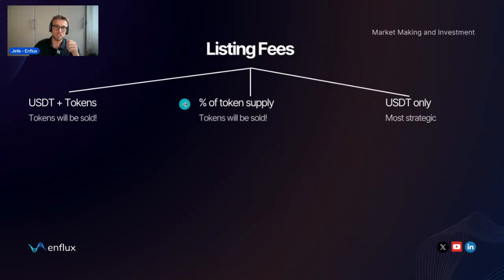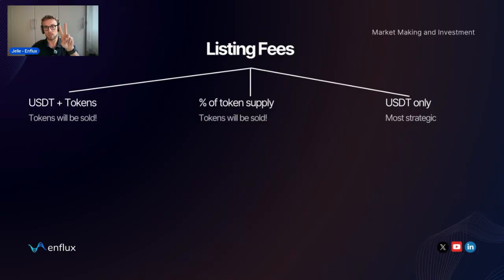The last one that we see, and this is really where you go to top tier exchanges like Binance, they ask for a percentage of supply, or OKX as well. Tokens will be sold as well. If you do this, even with exchanges, see if you can get a lockup on these deals as well, where it's fine if they take a percentage of supply.